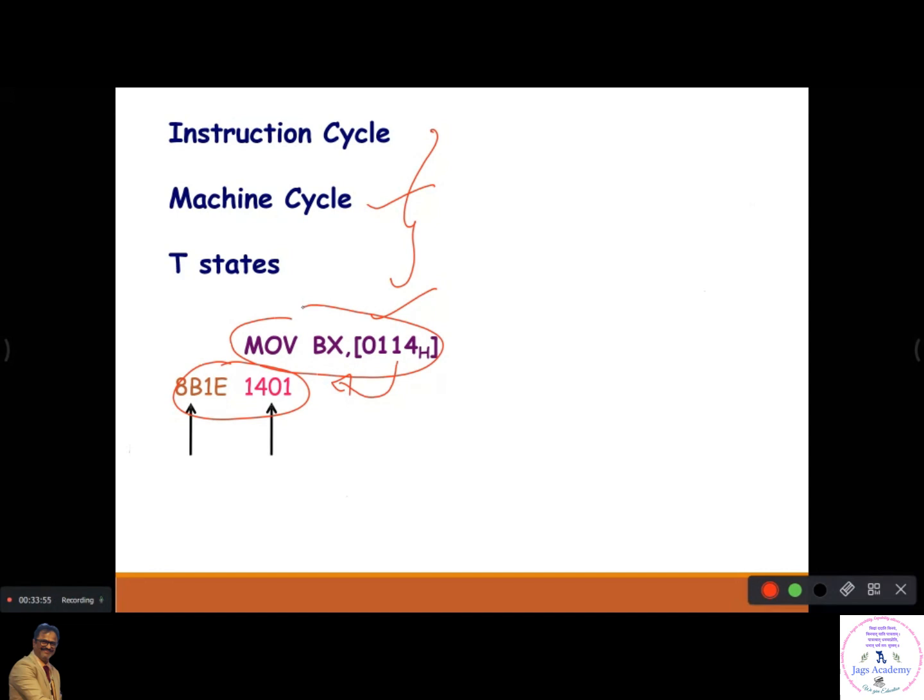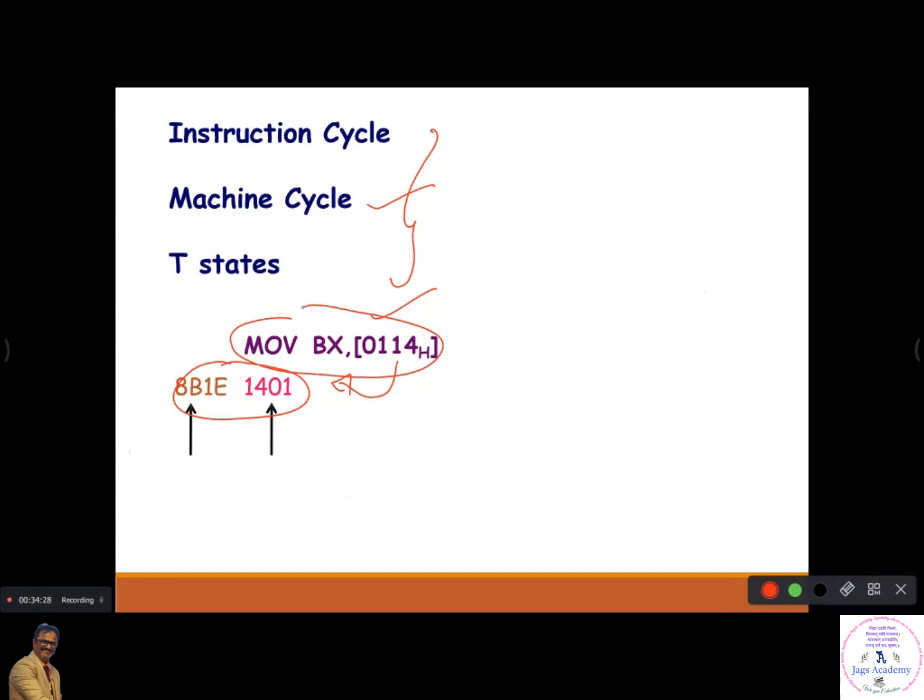I want to ask a question to you now. What type of addressing mode is this? Come on. What type of addressing mode is this? Forgot? Huh? What type of addressing mode? Direct. How many say direct? Remaining people don't know?